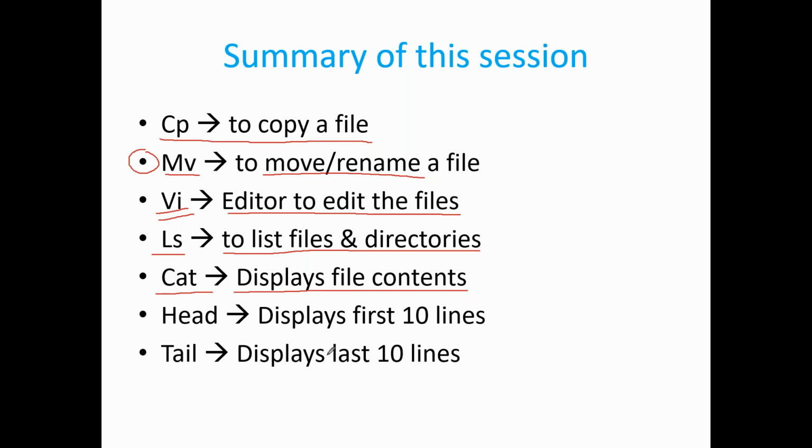Rather than the cat command, we'll go with the head command. The head command will display the first 10 lines of a file by default. If you want to see the last 10 lines of a file, by default, then you can use the tail command.